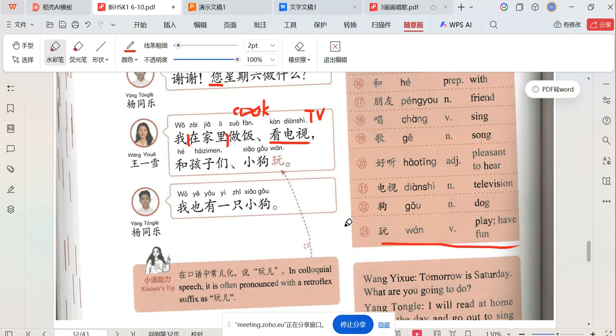How do we say the whole sentence? 我在家做饭，看电视，和孩子们、小狗玩。我在家看电视，我在家唱歌。No, we didn't mention sing a song, so you shouldn't say 唱歌。Look carefully. What does this sentence say? Let's read word by word.